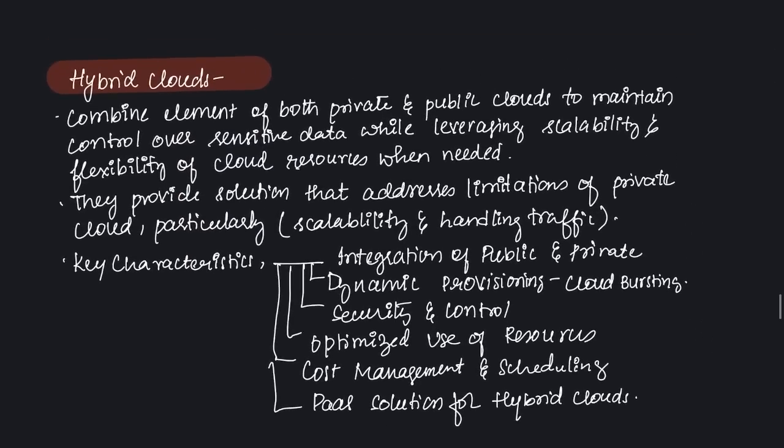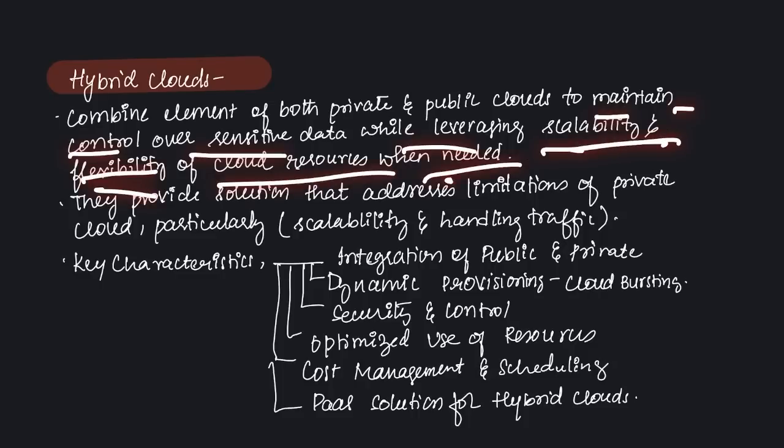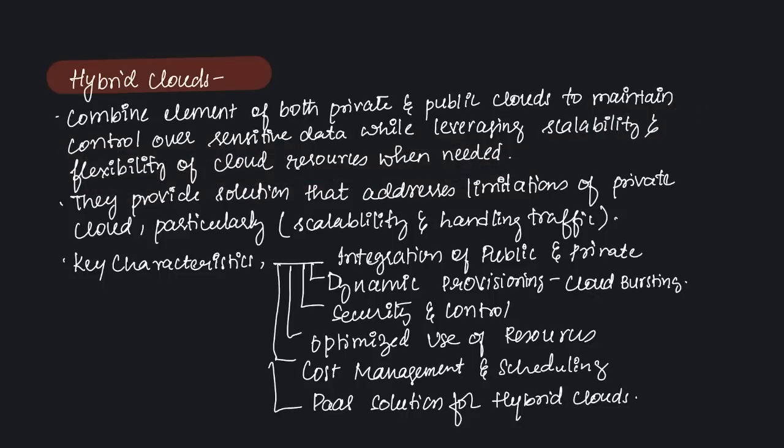Next we have the hybrid cloud. Hybrid cloud is a combination of both private and public. So it will help us to maintain control over the sensitive data while making use of the scalability and flexibility of cloud resources whenever they are needed. They provide a solution that addresses the limitations of private clouds. In private clouds, they cannot be scaled and they cannot handle the peak loads. So thereby, you can go with the hybrid clouds.